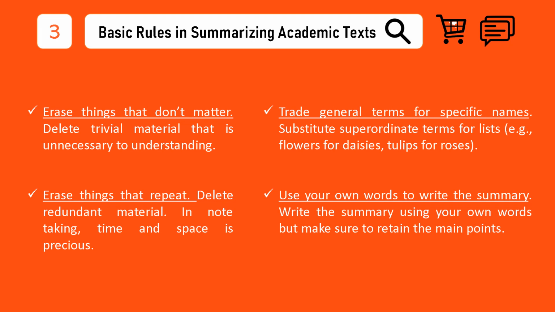Another is trade general terms for specific names. Substitute superordinate terms for lists. For example, flowers for daisies, tulips for roses. Focus on the big picture. Long, technical lists are hard to remember. If one word will give you the meaning, then less is more.